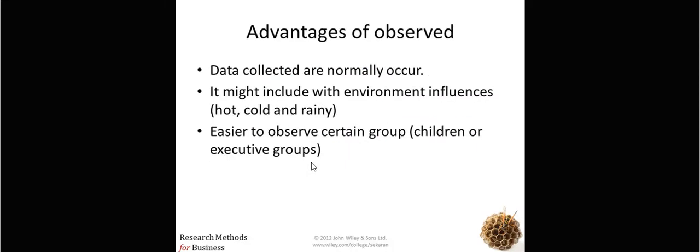They have advantage and some disadvantage of the observe the data. First, we discuss what is advantage. So kita minta Syafiqah.